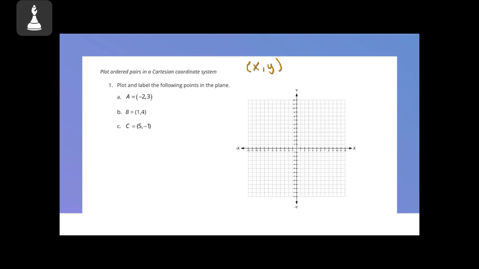A wants to be plotted at (-2, 3). So I'm going to go -2, left 2, and then up 1, 2, 3. Put a dot, and I'm going to label that point A. B is at the location (+1, +4). So +1 is right 1, and then up 4 is point B. And the last point, C, is at (5, -1). So x is at 5, and then I move down 1 to get -1, and there is C.